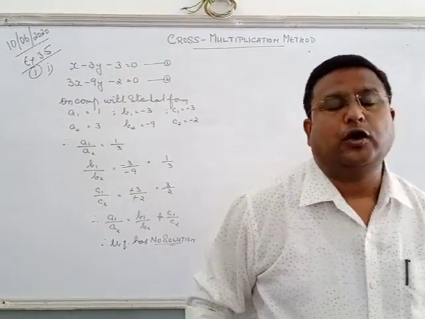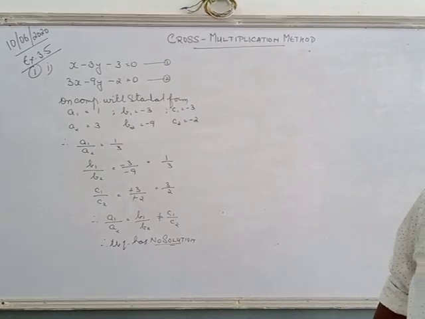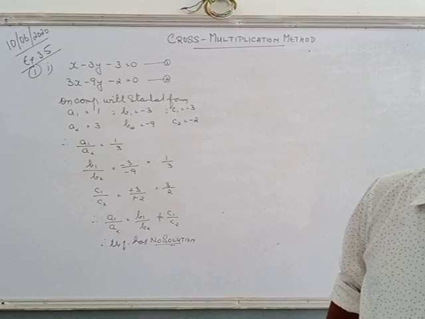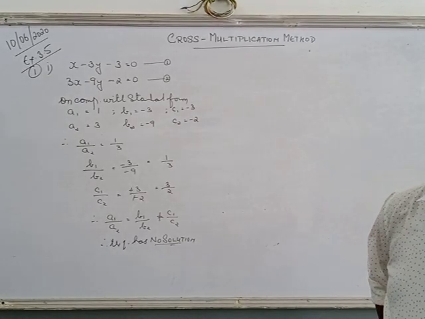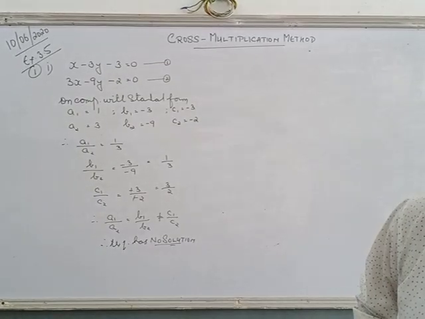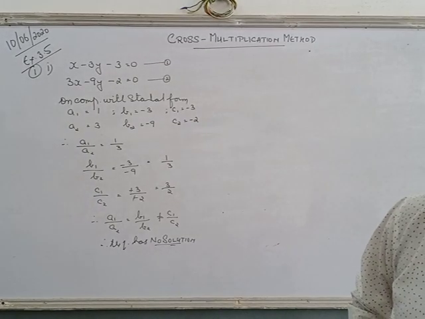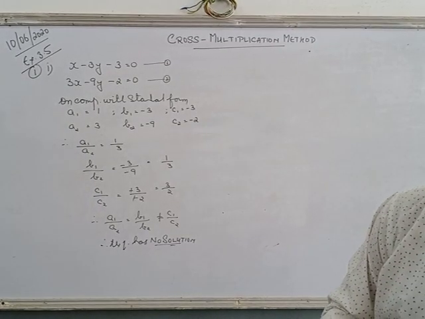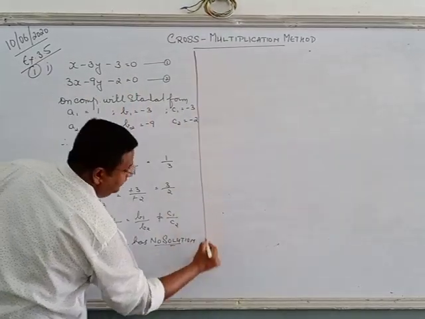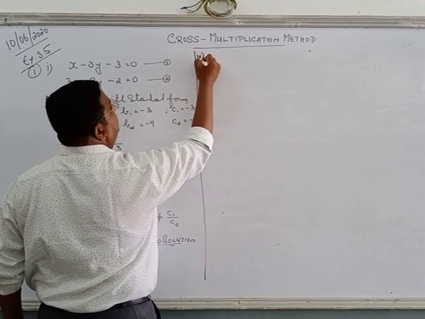So we are not going to solve these two parts. We are going to solve the second or the fourth, because it says find the solution using cross multiplication if they have a unique solution. Take a look at the fourth part: x minus 3y minus 7 equals 0 and 3x minus 3y minus 15 equals 0. That is the fourth part.